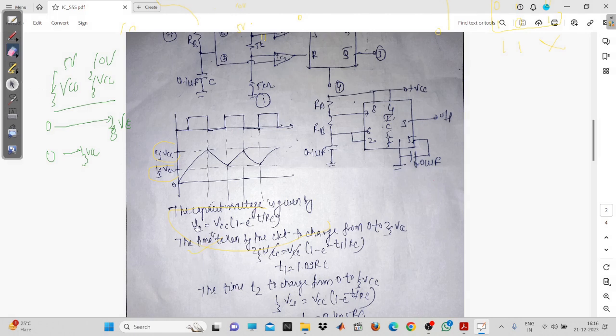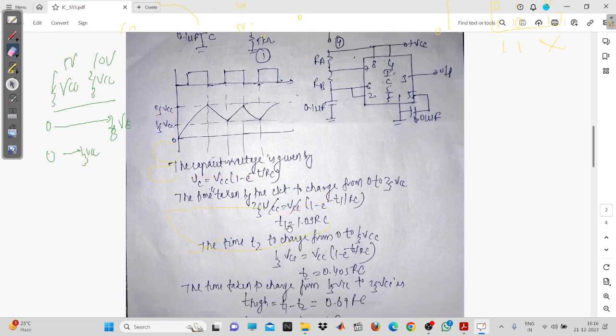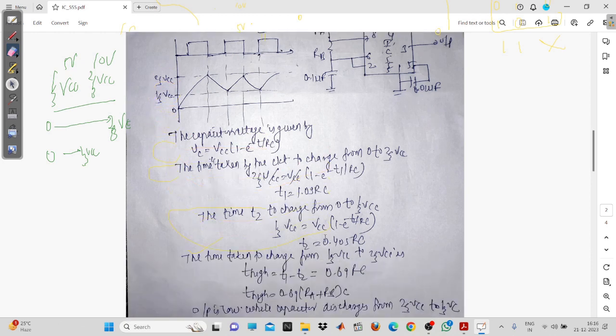You can see here the 2 by 3 VCC will be VCC minus T1. So T1 will be 1.09 RC. T2 will be equal to 0.405 RC. So T high will be equal to what? You just have to subtract these two times, because ultimately we want the charging time from 1 by 3 VCC to 2 by 3 VCC.